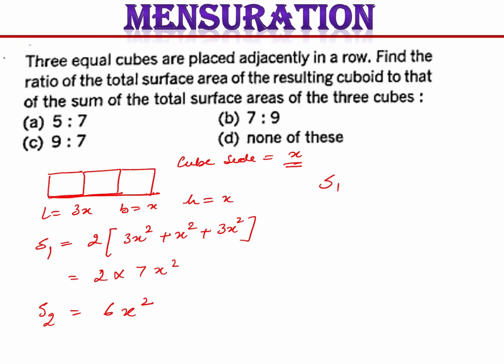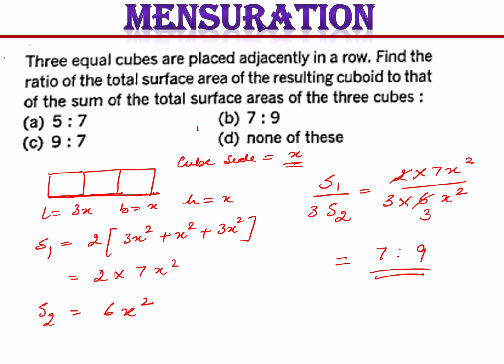So the ratio of S1 by thrice of S2, as you have 3 cubes, will be equal to 2 into 7x square upon 6x square into 3, because there are 3 of them. So 3 just cancels, and your ratio comes out to be 7:9. So B option is the correct answer.